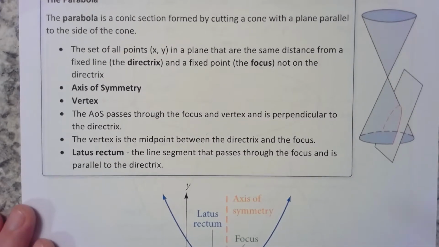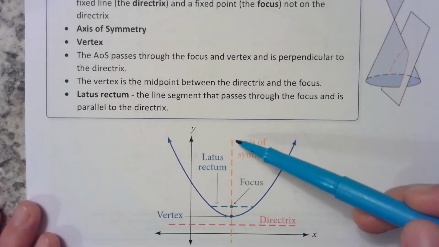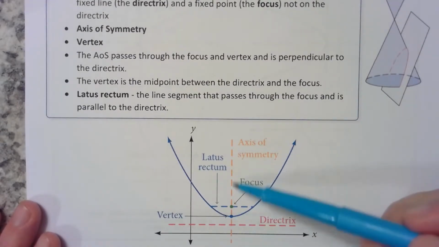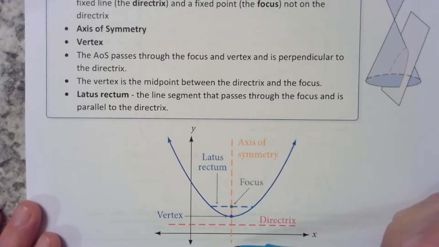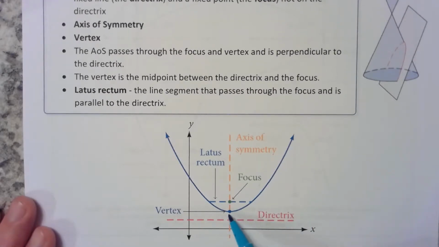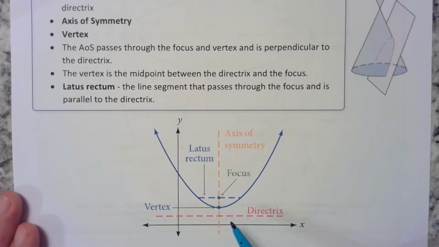The axis of symmetry is the line that goes right through the middle of your parabola. Same thing that we learned before. The vertex, of course, is the midpoint between the directrix here, that line that we were talking about, and the focus. And then the latus rectum, that one is actually a Latin word, latus rectum.